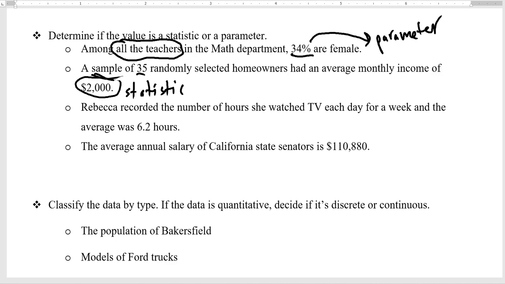Rebecca recorded the number of hours she watched TV each day for a week, and the average was 6.2. So her average is 6.2. I don't see her inferring anything from a larger population. She's not like an individual from a larger population. I'm going to call this one a parameter.